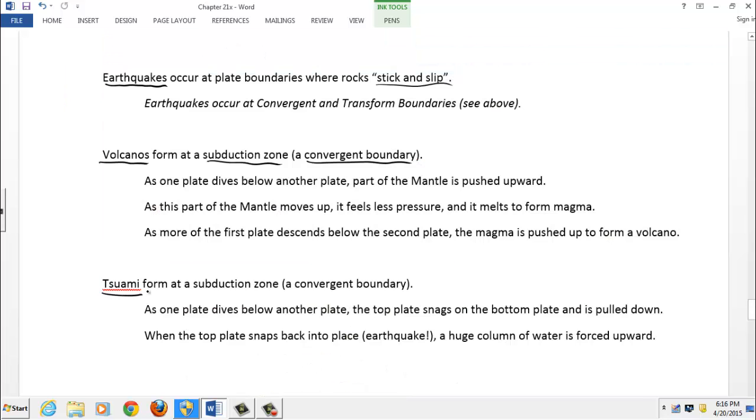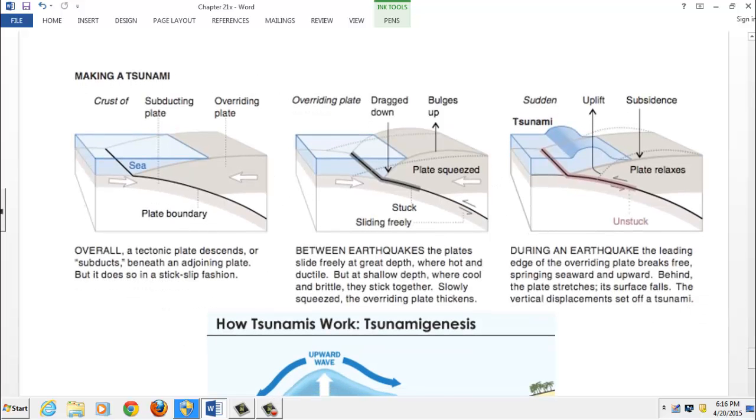A tsunami, they form at subduction zones. Again, convergent boundaries. And here's another diagram of a convergent boundary, a subduction zone. We got one plate going underneath the other plate. The ground is really hot, and so the material being hotter and more fluid, these two plates are able to slide past each other fairly well.